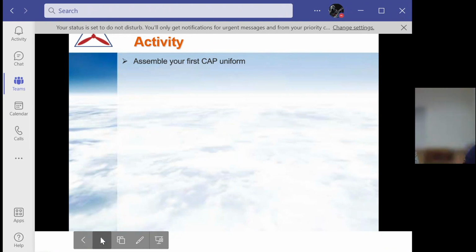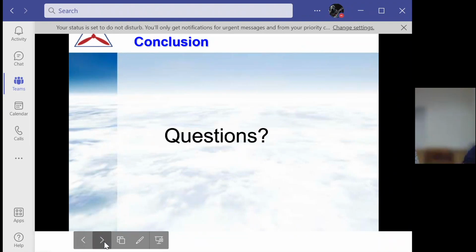Assemble your first CAP uniform. You've already proven that you can, mostly. Speaking of uniform, she said she will bring it to me at the end of the meeting. She's wearing it.